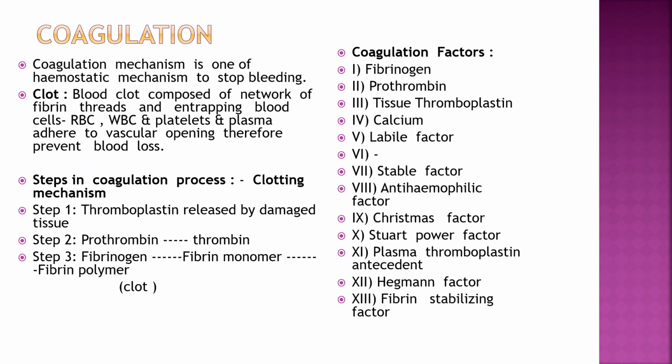So there are total 13 in number. So they are numbered by Roman numerals. So first fibrinogen, second prothrombin, third tissue thromboplastin, fourth calcium, fifth labile factor, sixth name is not given, seventh stable factor, 8 anti-hemophilic factor, 9 Christmas factor, 10 Stuart-Prower factor, 11 plasma thromboplastin antecedent, PTA, 12 Hageman factor, and 13 fibrin stabilizing factor, that is FSF.